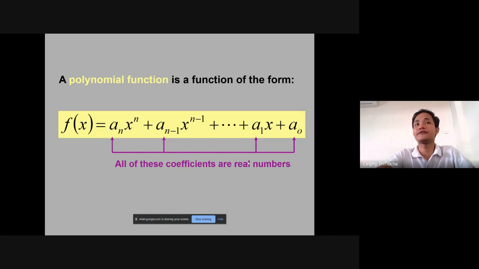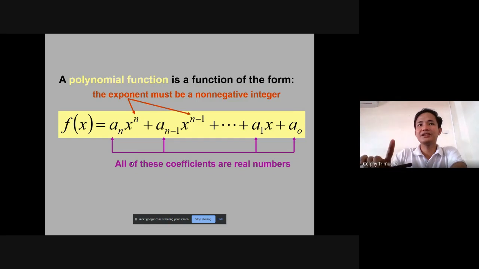We are given here the function f of x equals a sub n, x raised to n, and so on. So we start with n and then the exponents decrease until we reach the last part where there is no exponent anymore, but it is just a constant. Take note, all of the coefficients, as we discussed in the first session, are real numbers. So all the numbers before the variable will be real numbers.